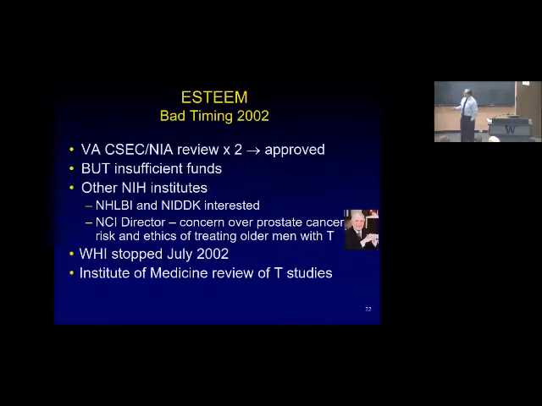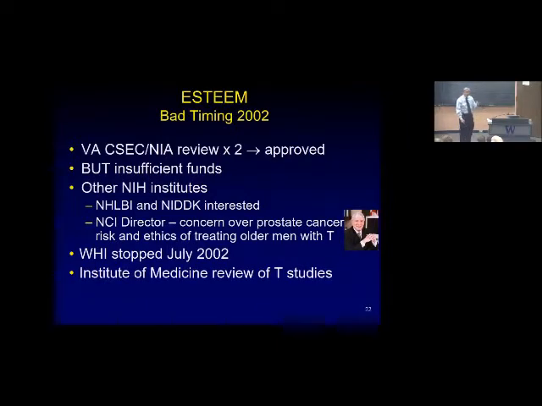And so even though it was approved by both the VA Cooperative Studies Executive Committee as well as the NIH study section, and had a reverse site visit, 2 reverse site visits actually, it was approved, but because the budget was too high, there were insufficient funds.